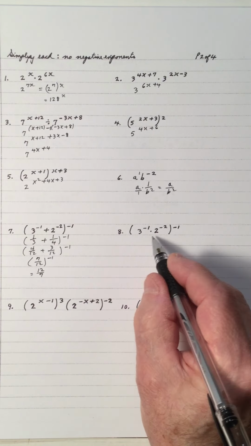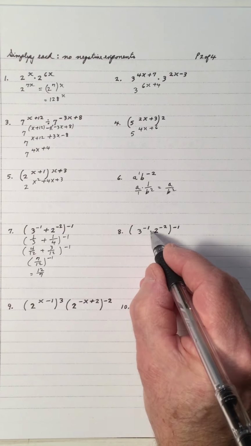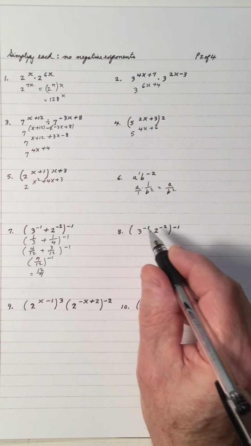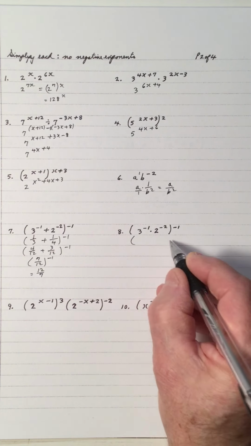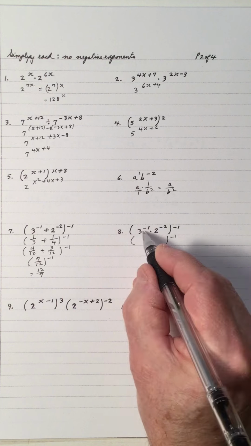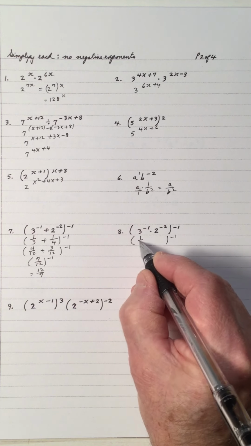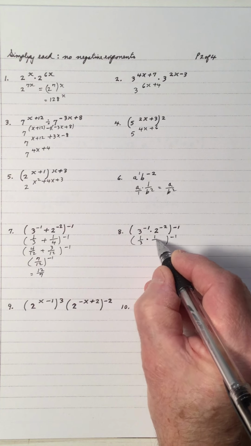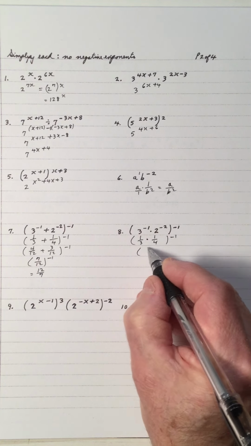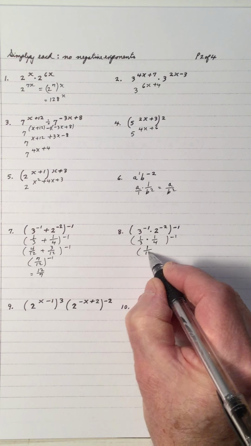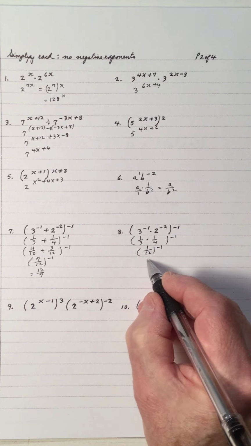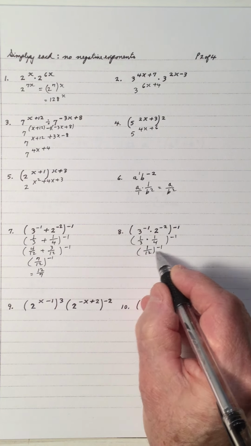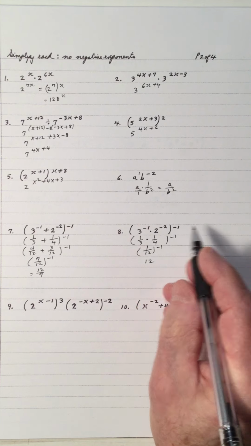Now in this one, because it's a multiplication, I'm still going to simplify the inside first. 3 to the negative 1 is 1 over 3, times 2 to the negative 2, which is 1 over 2 squared, which is 4. That's 1 times 1 is 1, 3 times 4 is 12, to the negative 1. So the reciprocal of 1 over 12 is 12.